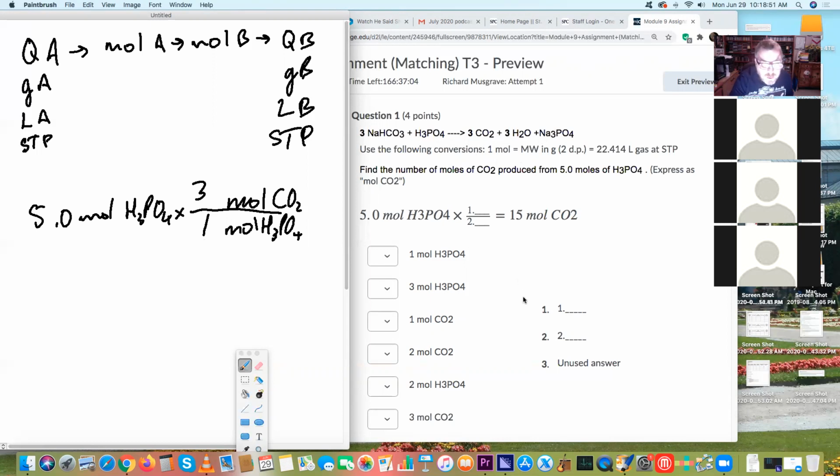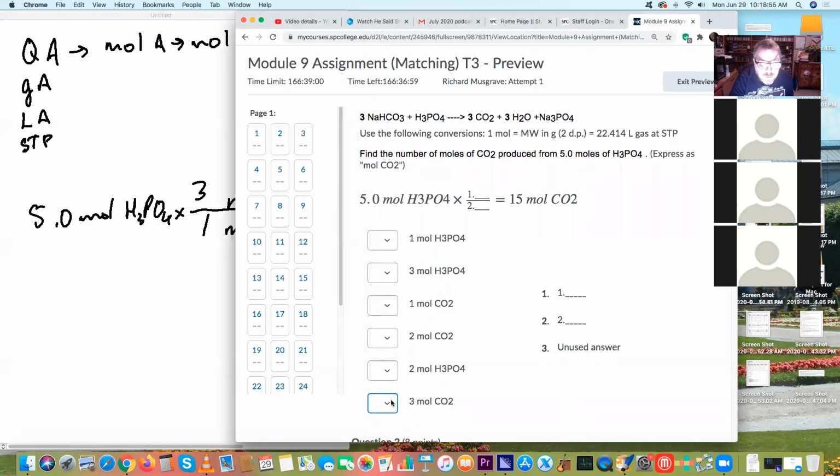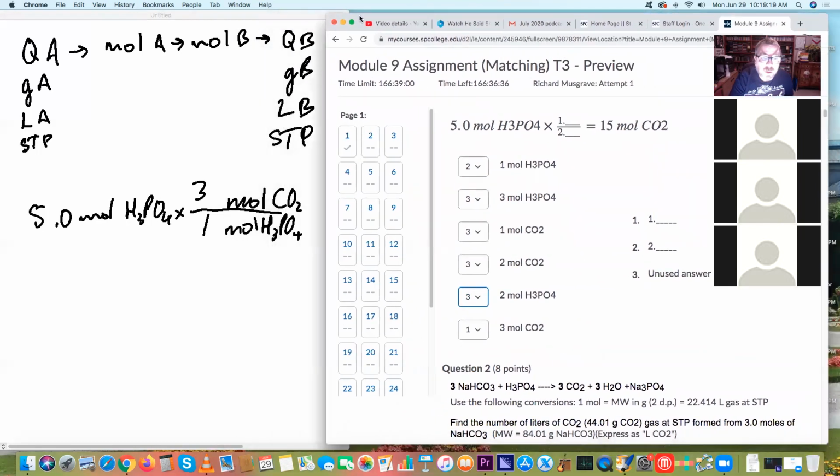And of course, when you're doing this, the number 1 will be 3 moles of CO2. Number 2 would be 1 mole of H3PO4. And then the rest of these are unused, so you have to put number 3 in for each of those. And that's how you'll end up completing the entire assignment. Does anybody have any questions so far about any of this?